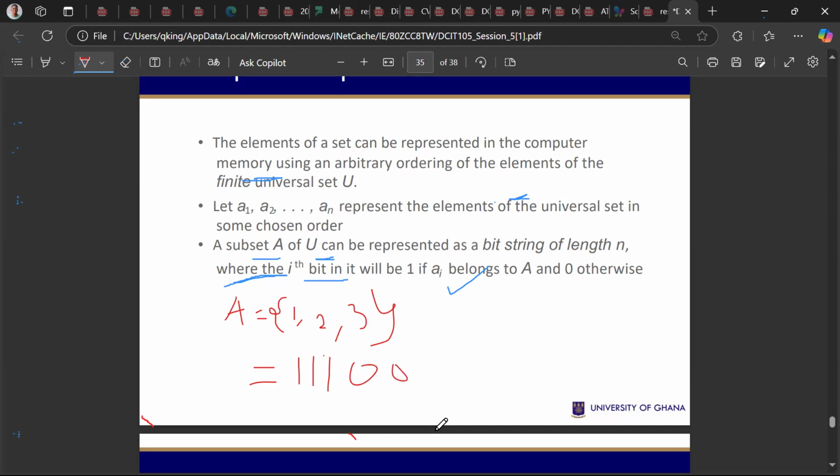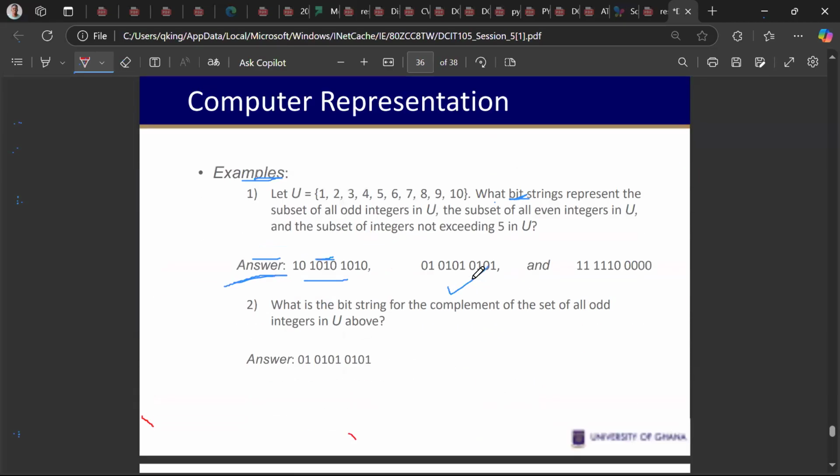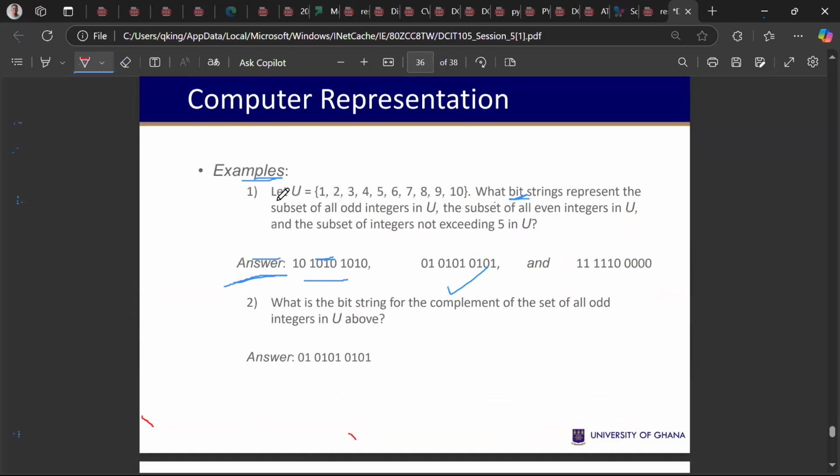If we look for 6, because 6 is not here, 6 will also be identified as 0. So that is what I was trying to say. Let's look at an example here.